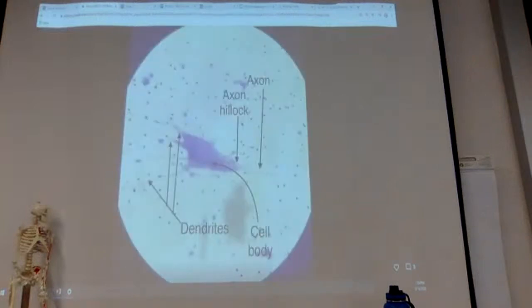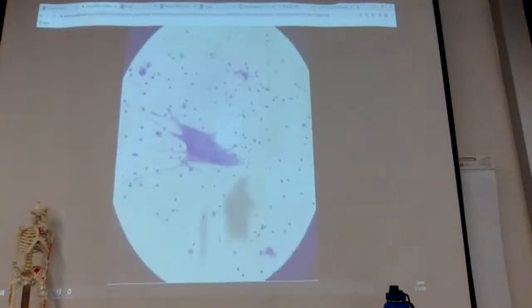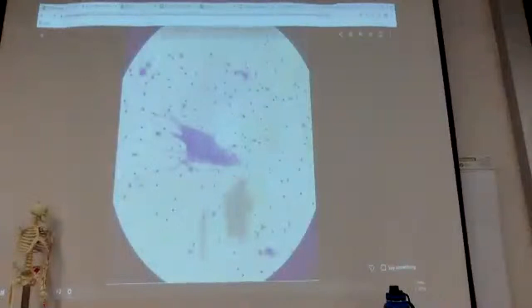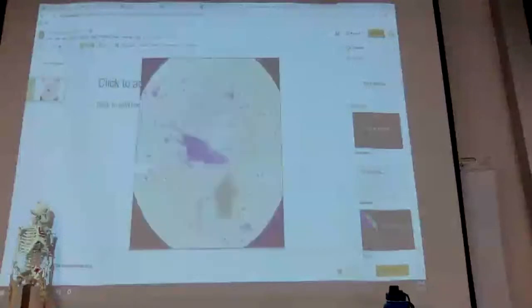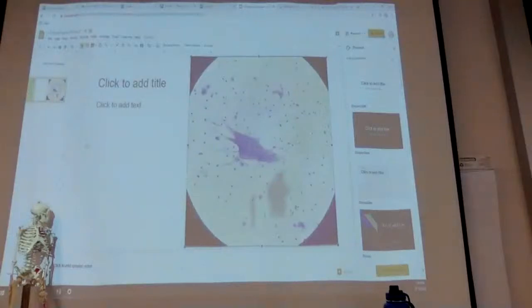Then here's a neuron smear labeled. I want both. I want unlabeled and labeled. So what you can do is you can take the image and copy it or screenshot it, whatever you need to do. So here I'm copying it. Go ahead and paste your image. So here's the unlabeled version. I'm going to copy this slide. So now I have two copies of the same exact thing.